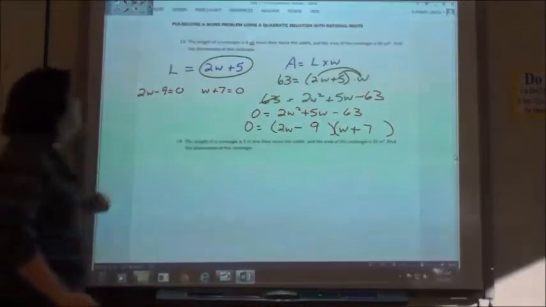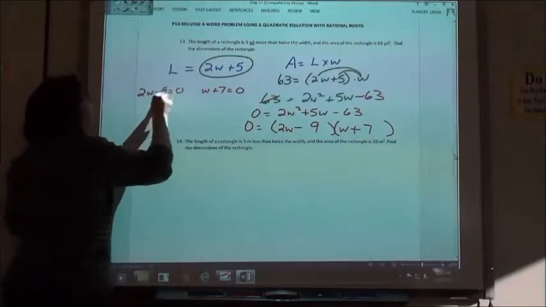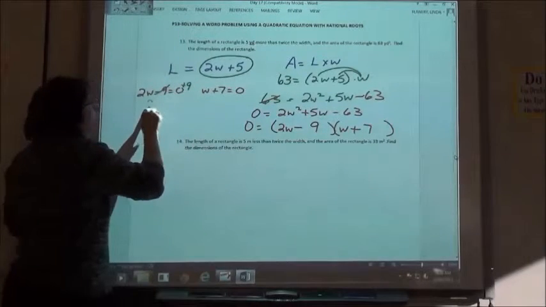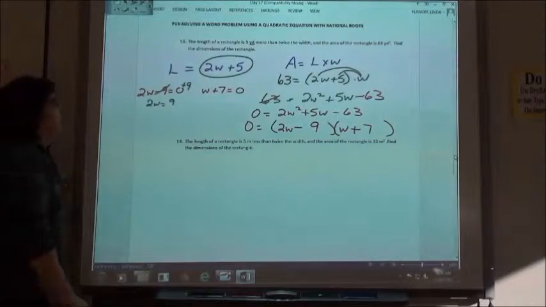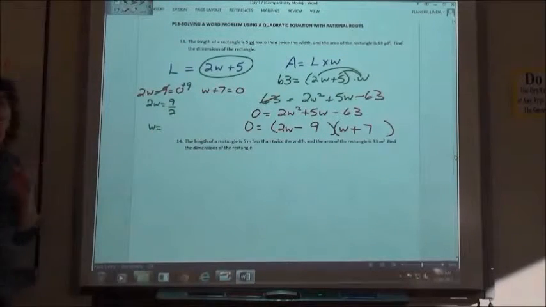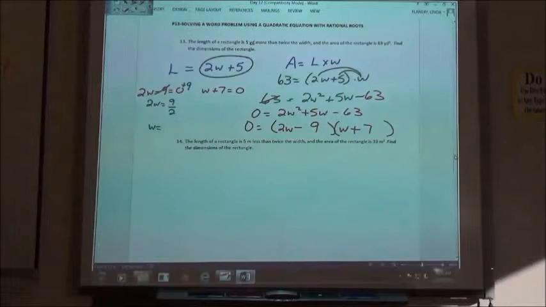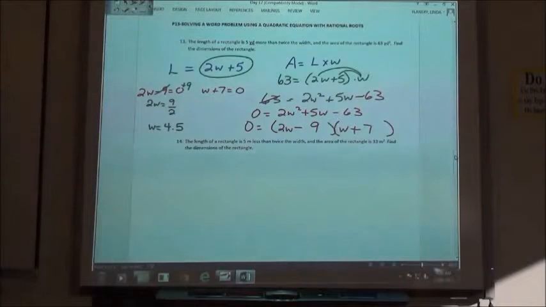On the first one, if I want to solve that, I'm going to add my 9. 2w equals 9, and then divide by 2. Now this is one of the rare cases where we're not going to leave the fraction answer, because we're doing the length of the side. 9 divided by 2 as a decimal is 4.5. So my width says it's 4.5.